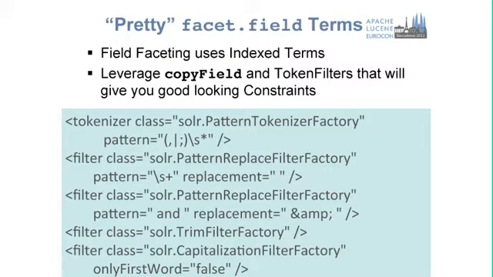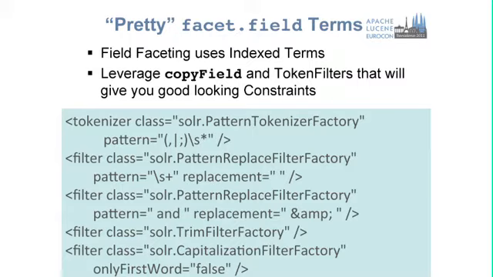Say that you have this category field, right? And it's normally used for full text search. And it works fine for that because there's a lot of text processing on it. But it may not be suitable for displaying to the user as a constraint label. So one trick is to use copy field, copy it into a different field, and do a whole bunch of processing on it to make it look pretty.